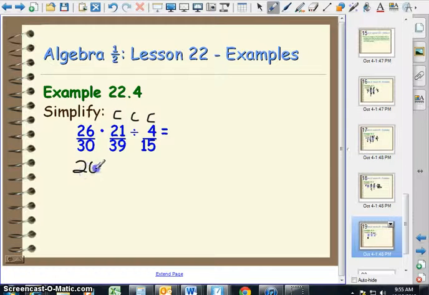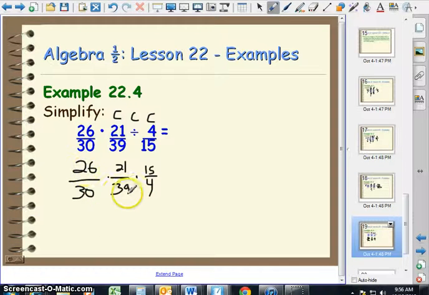I have 26 over 30 times 21 over 39 because it's the constant. Now I'm going to change my divide to multiply, and my 4/15 is going to become 15 over 4. Now I'm ready for cross reductions anywhere I could find them.